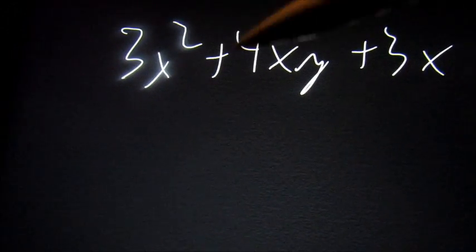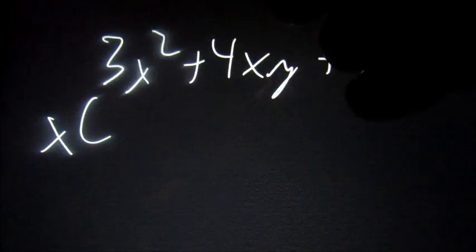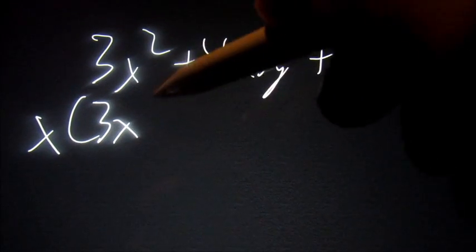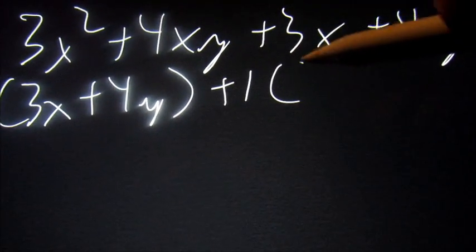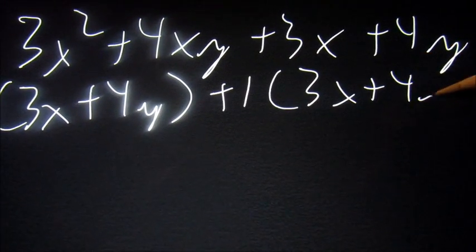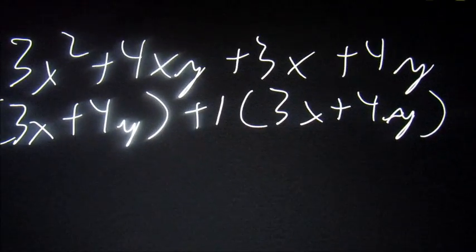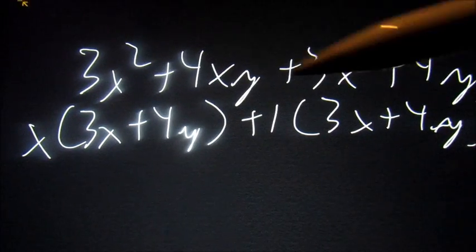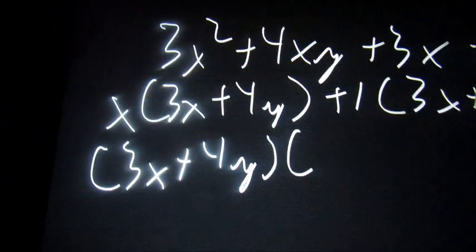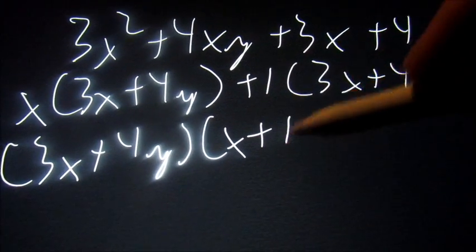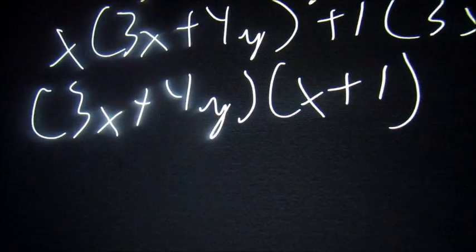So on these two, we can factor out an x, and we're left with 3x plus 4y, plus 1 times 3x plus 4y. Okay, what's inside parentheses is exactly the same. So we have 3x plus 4y, and what we're left with is x plus 1. Okay, so these are our two factors.